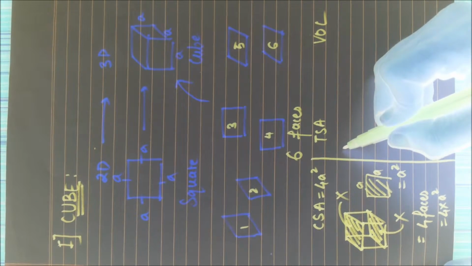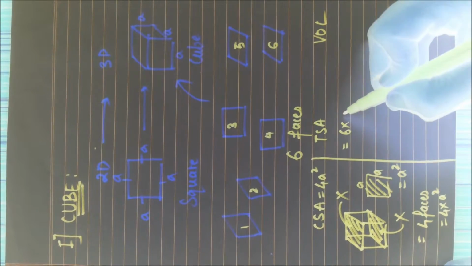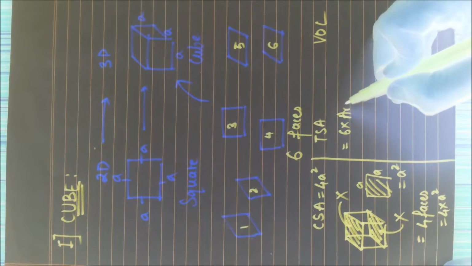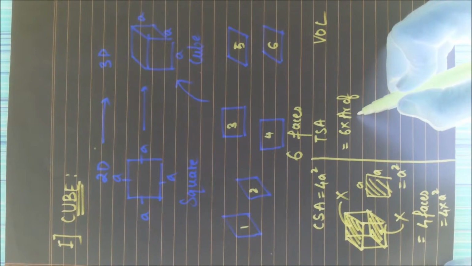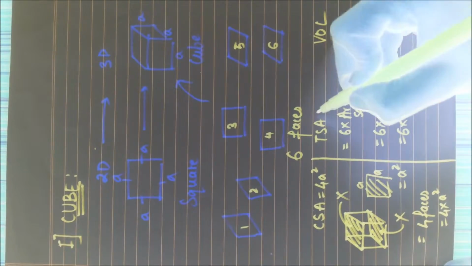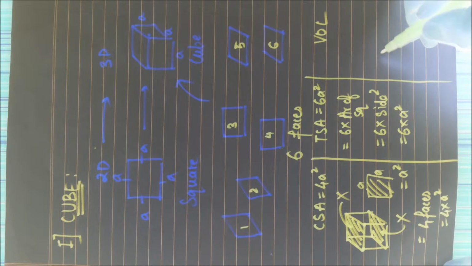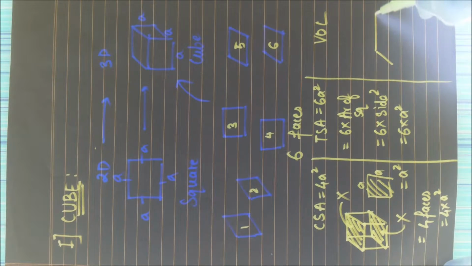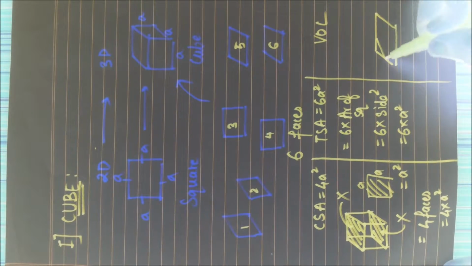Now let's see what is the total surface area. As a cube has 6 sides, the area of 6 such squares is equal to 6 into side square. So the total surface area of a cube is 6 into side square. Now let's see volume. Consider a square sheet. Let each side be A. The area of the square is side into side, that is A square.